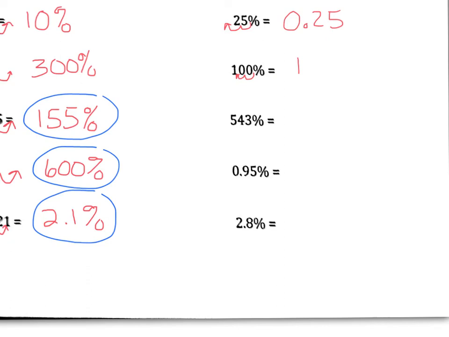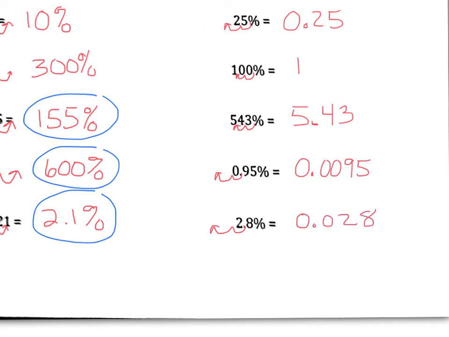Did you pause the video? Pause the video and try it yourself. Okay, on each of these you were supposed to move the decimal backwards to the left, and you'd get 5.43. Here you get 0.0095 because you have to put 0 in that pocket right there. And on the last one you're going to get 0.028. How'd you do?